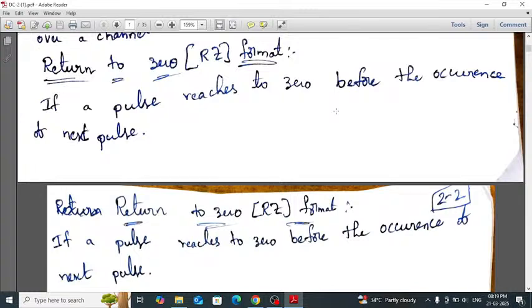So you know what the pulse duration is? If the pulse is present for only half of the pulse duration, then we can call it return to zero format. So basically the line coding techniques are divided into two types, return to zero format and non-return to zero format. Put the side heading: return to zero format. If a pulse reaches zero before the occurrence of the next pulse, then it is called return to zero format.